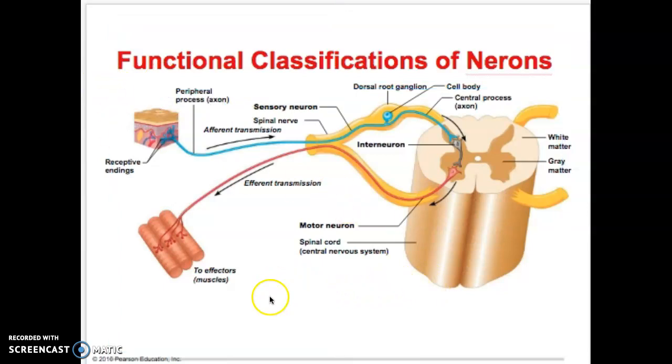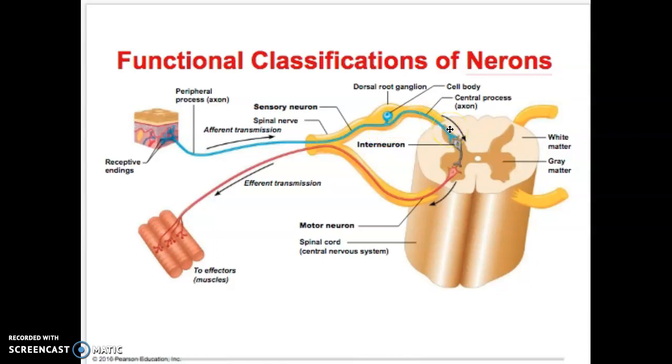Okay. So here is just a view of how neurons work. So here are the receptive endings, or the receptors that we find in the skin. And so there's going to be a stimulus that triggers the receptive endings to send a message towards the central nervous system. So when it's going towards the central nervous system, it's afferent. So this is the afferent pathway going up the sensory neuron. Here's that dorsal root ganglion with the cell body, and it goes into the spinal cord.